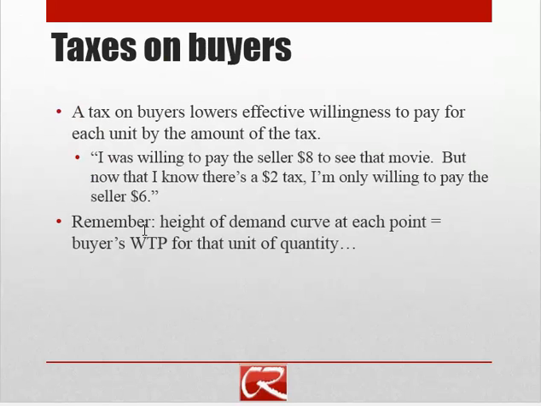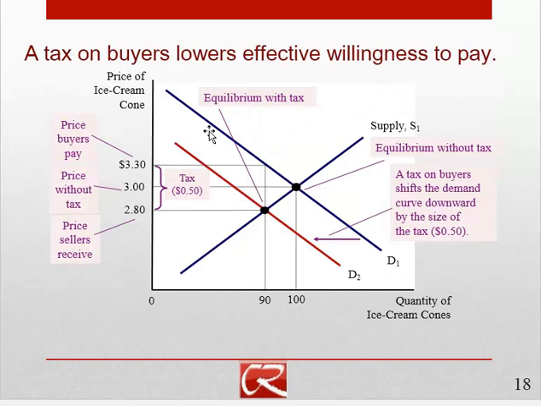We combine that knowledge that a tax lowers effective willingness to pay, with the knowledge that the height of the demand curve at each point is the buyer's willingness to pay for that unit of quantity, and we see that a tax causes the demand curve to shift down, and it shifts down by the amount of the tax. So, if the 90th unit used to have a willingness to pay of $3.30, that shifts down by 50 cents to $2.80. If we look at what the effect on the market equilibrium is, if we had an old market equilibrium of $3 and the demand curve shifts left or down, we're going to have a new market equilibrium, say in this case of $2.80.